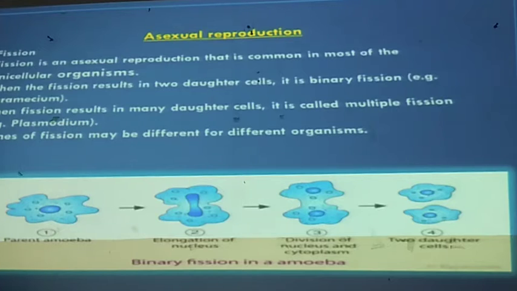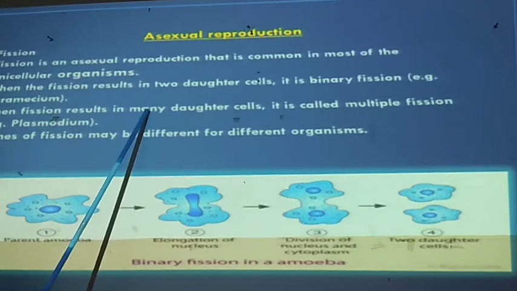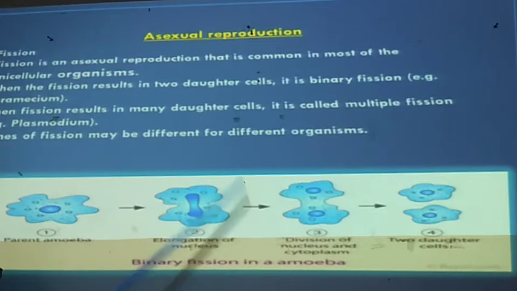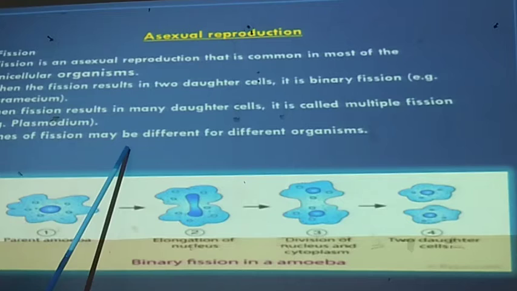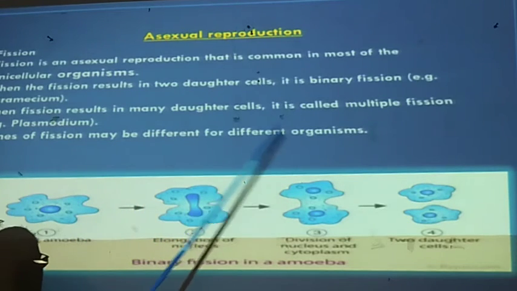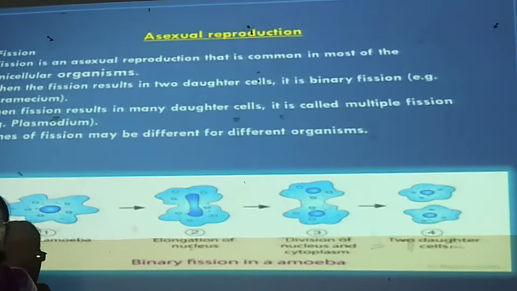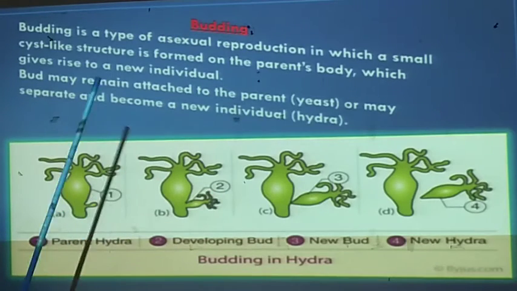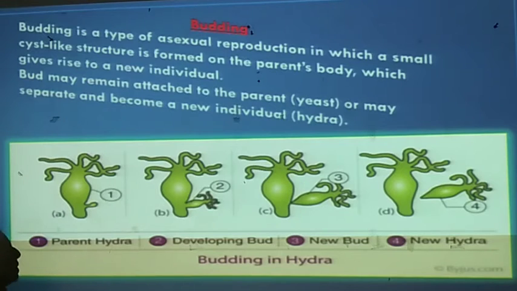So here we can see that in the case of amoeba and paramecium, this fission process takes place, that is, asexual reproduction takes place. As well as Plasmodium, it shows the formation of many cells, so it is multiple fission. The planes of fission may be different for different organisms, meaning it may be binary or multiple. So here both multiple and binary fission take place.